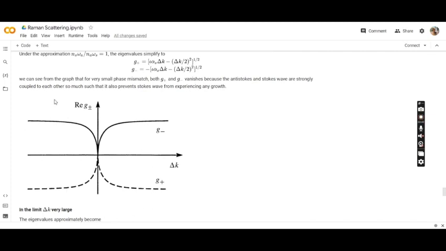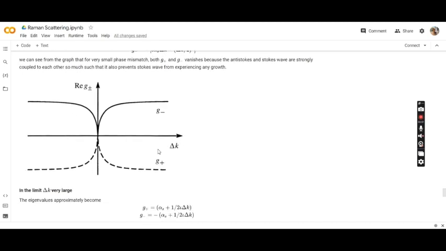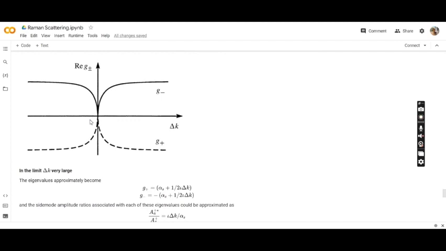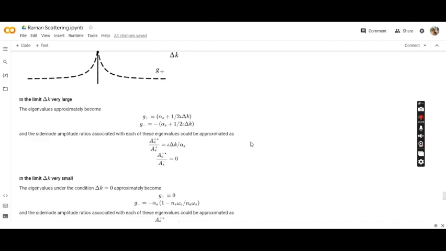And this is the plot of G plus and G minus with respect to the phase mismatch that is represented by delta K. And an interesting thing to note here is that in the delta K is equal to 0 limit, both G plus and G minus vanish. And that is because of the strong coupling between the Stokes and the anti-Stokes field in the delta K is equal to 0 limit.